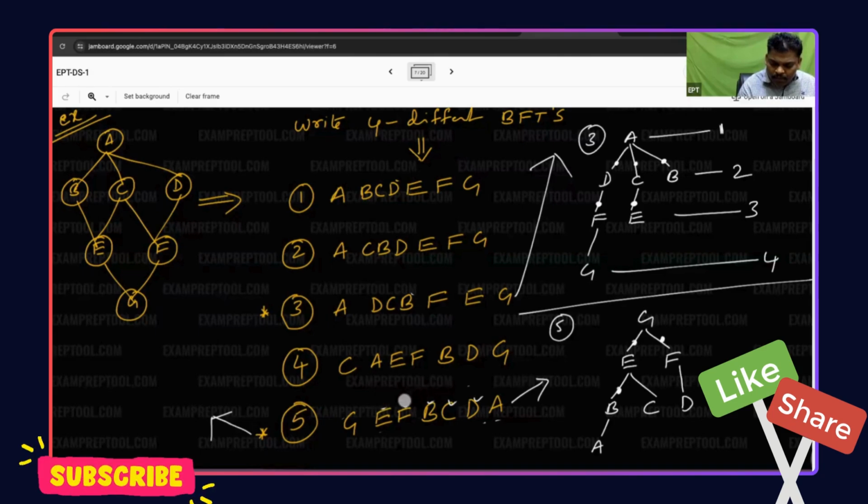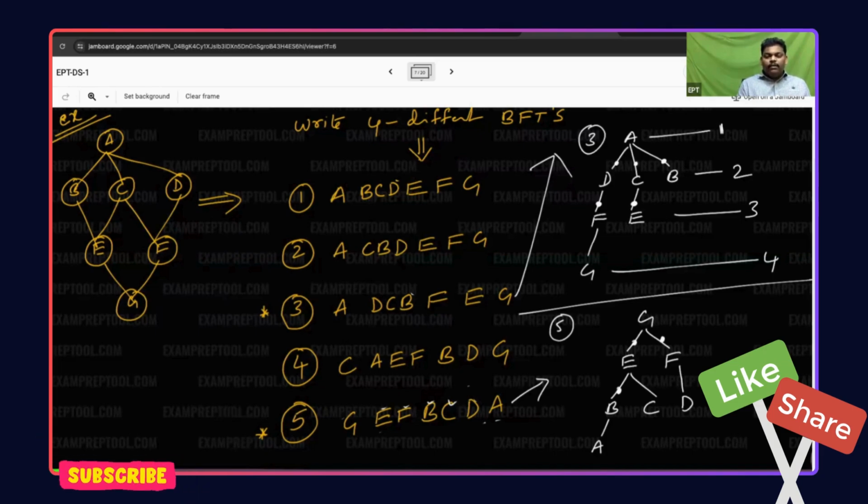Please listen, everyone. Few days back, we studied minimum cost spanning tree. Did you study it or not? Everyone respond. Please respond, everyone. Minimum cost spanning tree, you studied or not?